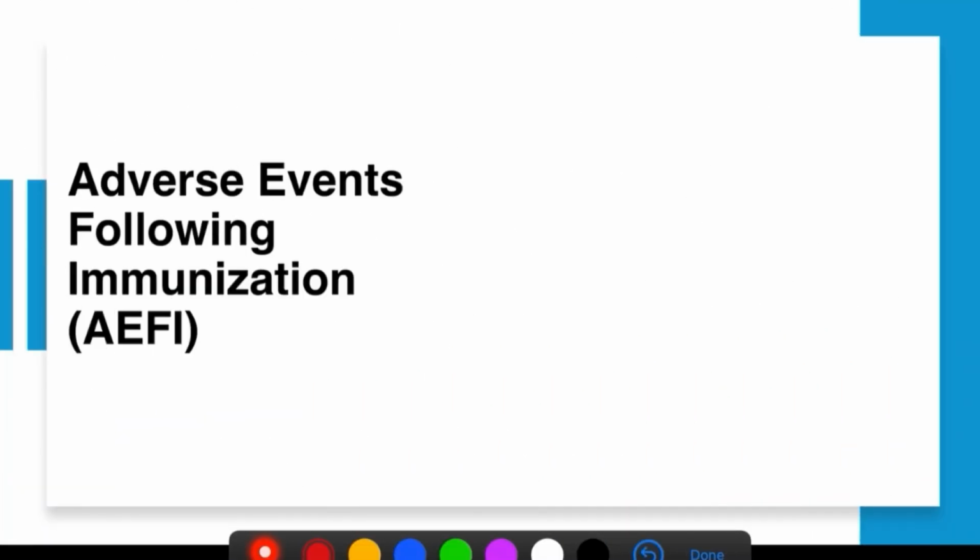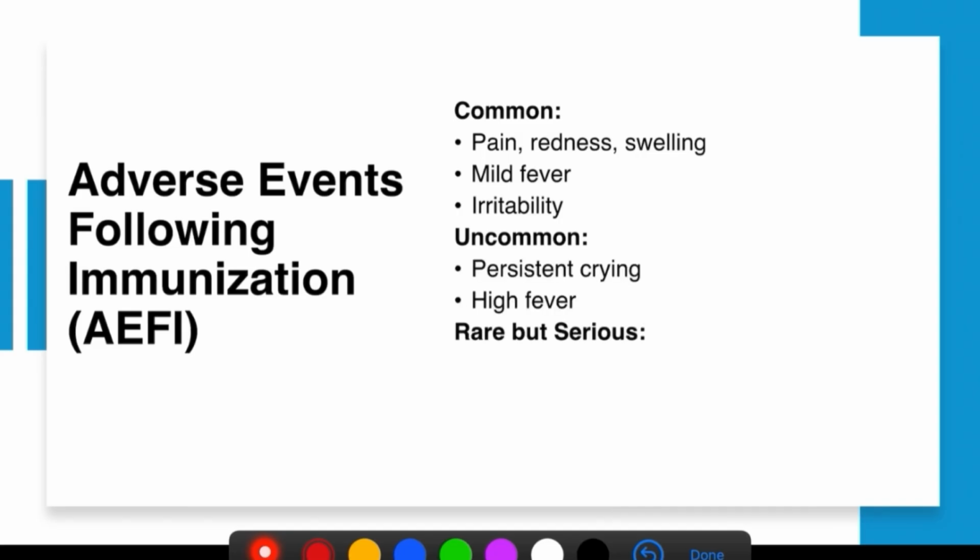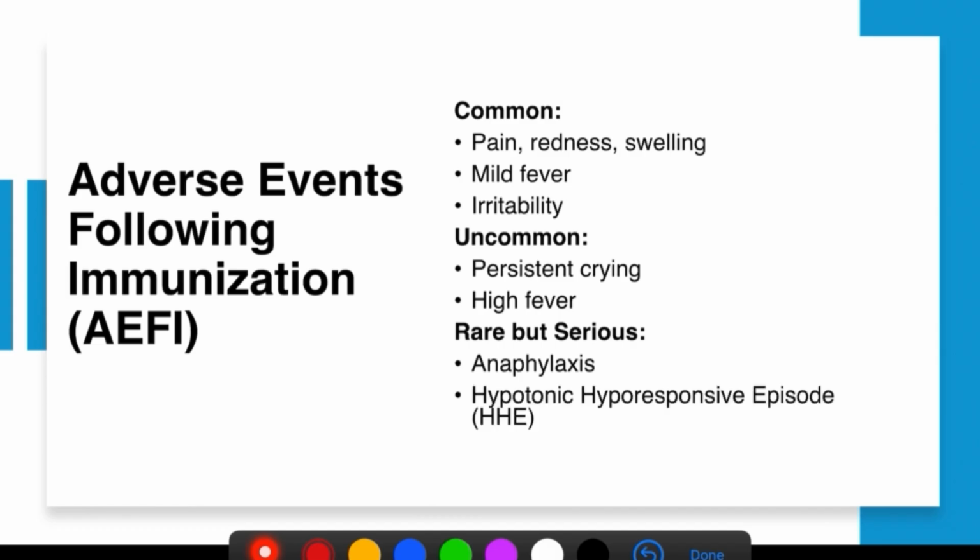The adverse events following immunization in case of pentavalent vaccine, the common ones include pain, redness, swelling, mild fever and irritability. The uncommon ones include persistent crying or high fever. Rarely, but sometimes, anaphylaxis or hypotonic hyporesponsive episode can occur.